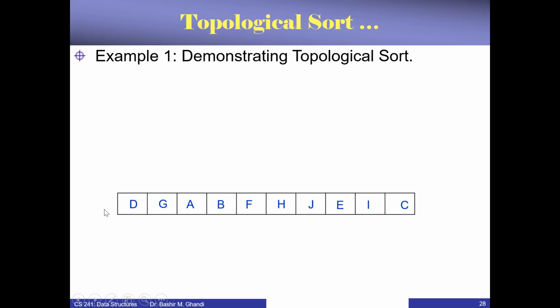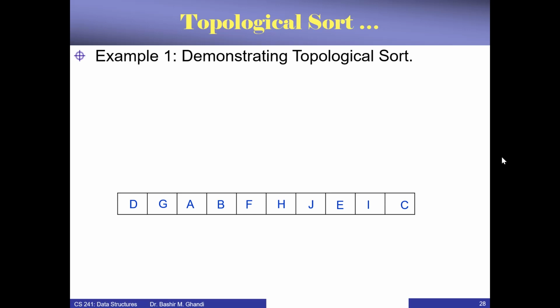So this is the way we can list the vertices of our graph in topological order. Obviously, this is one result. There could be many other results if we didn't have the restriction of visiting vertices alphabetically.